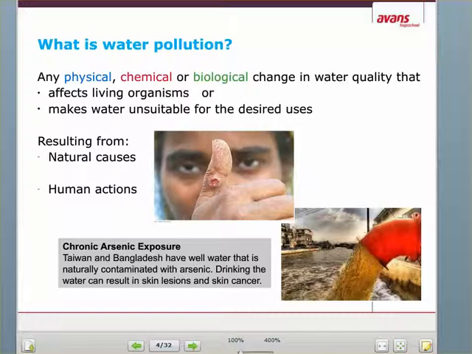In the photo, you see a poor guy with an open sore on his thumb. Can anybody tell me what? Actually, it says in the box below. This is a man from Bangladesh, I think, and his water is contaminated with arsenic. But this is a completely natural contamination. This is not because of human waste.